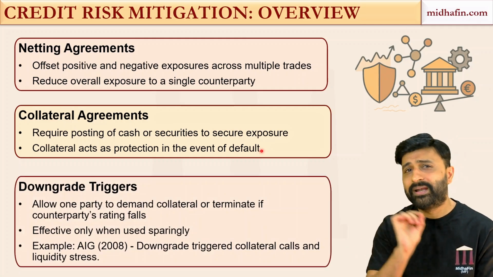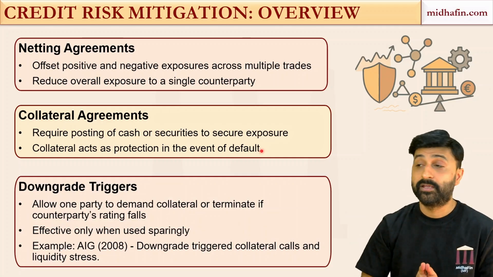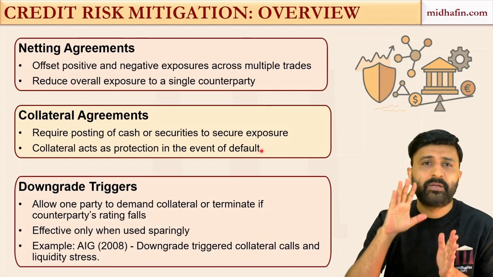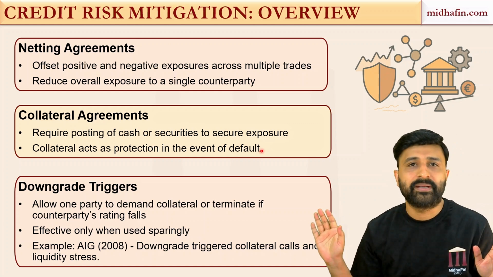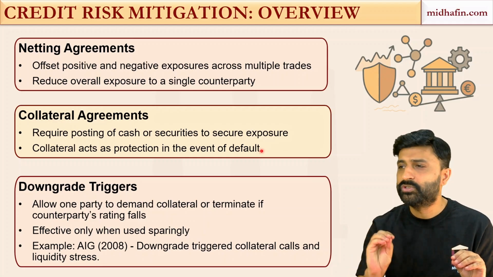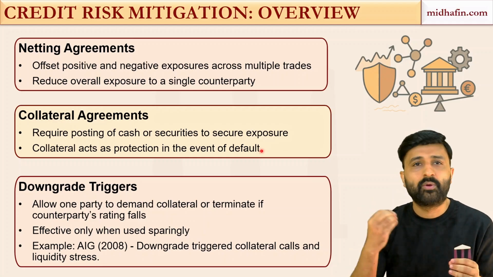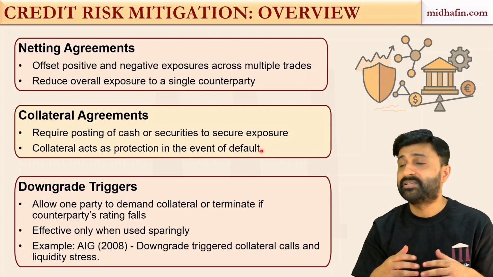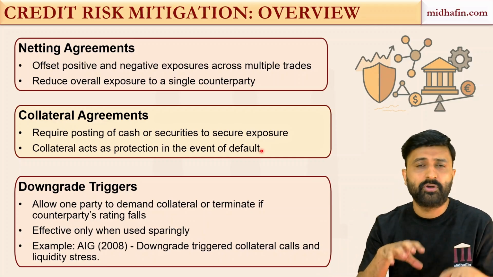Then we have downgrade triggers. This is another technique. It is basically a clause that says if your credit rating drops below a certain level, I can ask for more collateral or close out the trades completely. So it's a preventive tool, but it only works if it is used sparingly. If every dealer demands downgrade protection, it can actually make the system very fragile, like a feedback loop when ratings fall.